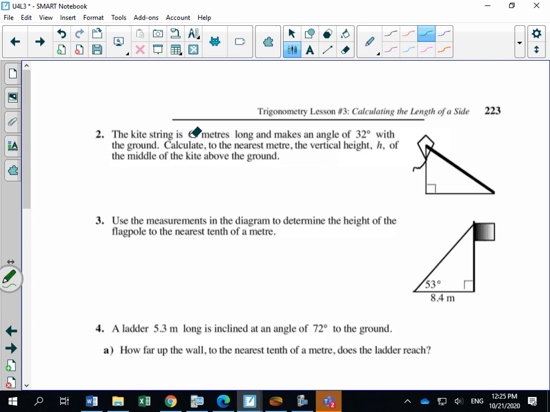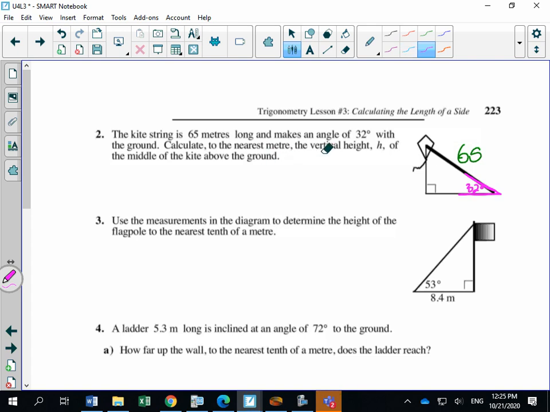So if I said, okay, where does 65 go? This is where 65 should go. So just imagine, visualize a kite, and it's never right above. So the person would be holding a kite, the string would be there. So that's 65 meters. Let's see if you could figure out where the 32 degrees goes. So it says the kite string makes an angle of 32 degrees with the ground. So if you trace, this is the string, this is the ground, that is 32 degrees.